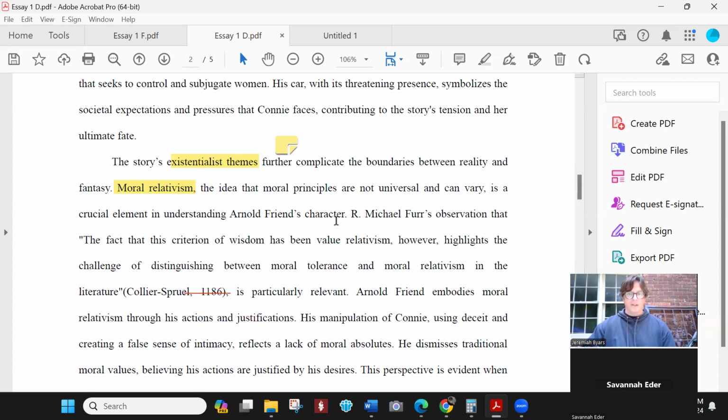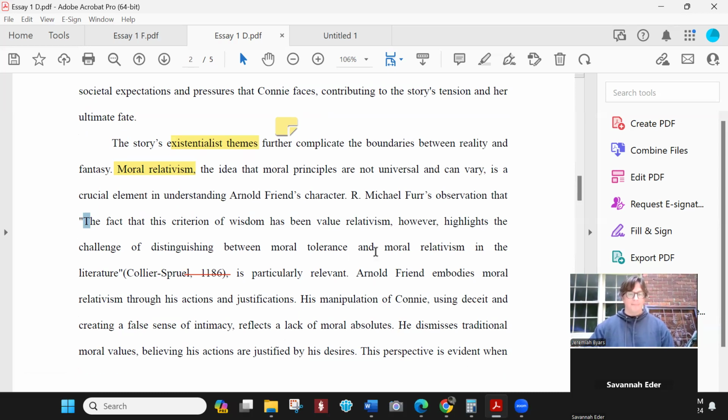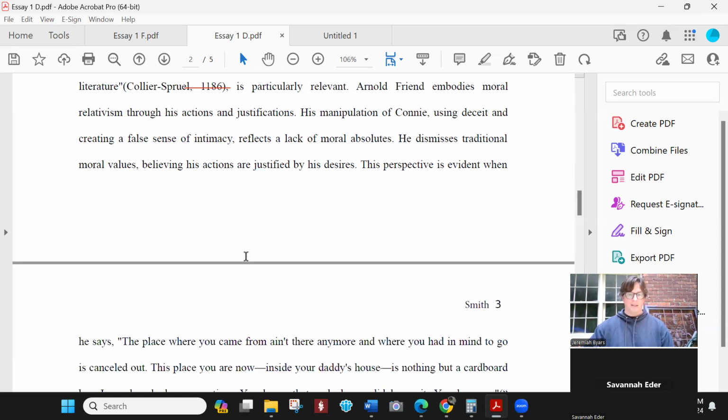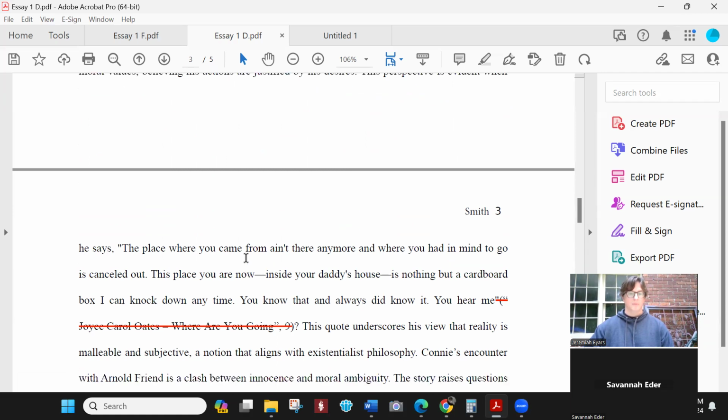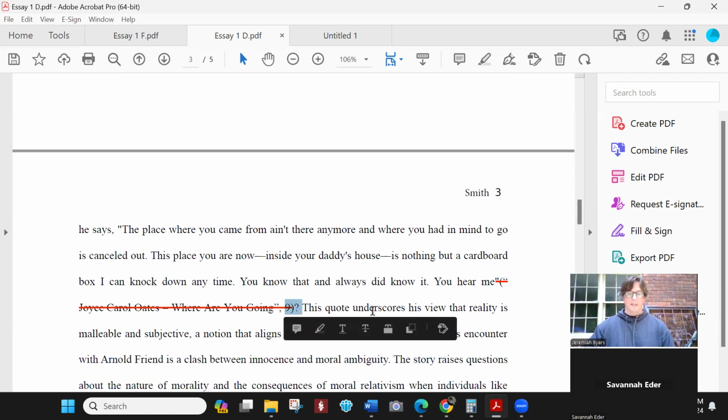Right here, we have Arnold's friend's character. Okay, no, okay. R. Michael Furr's observation that, and then we have a capital letter. This is also an error. I didn't mark that one. That's an error. We don't have a capital letter at the beginning of a quote if the quote is preceded by the word like that. Okay, we only have a capital letter if the quote is preceded by a verb with a comma. So that's incorrect. All of this is incorrect.